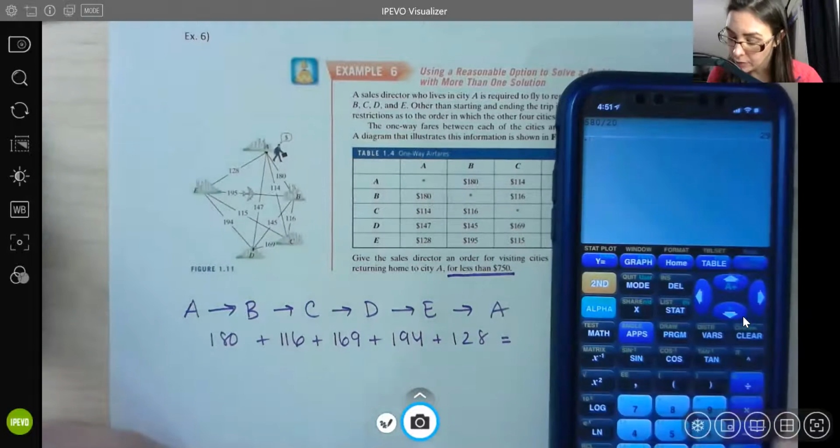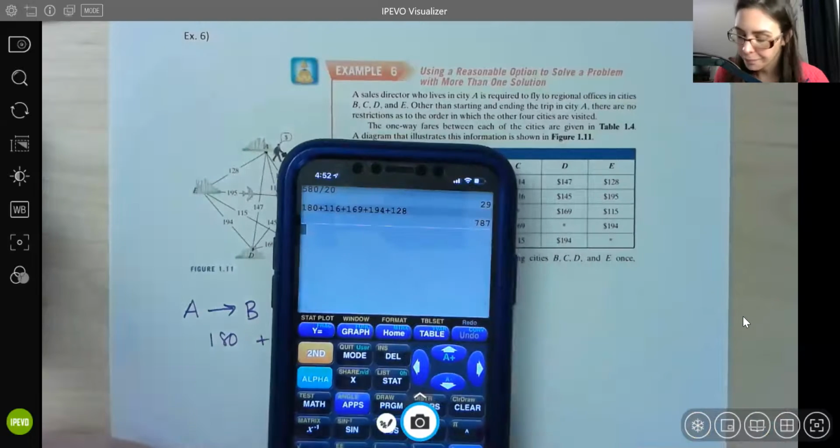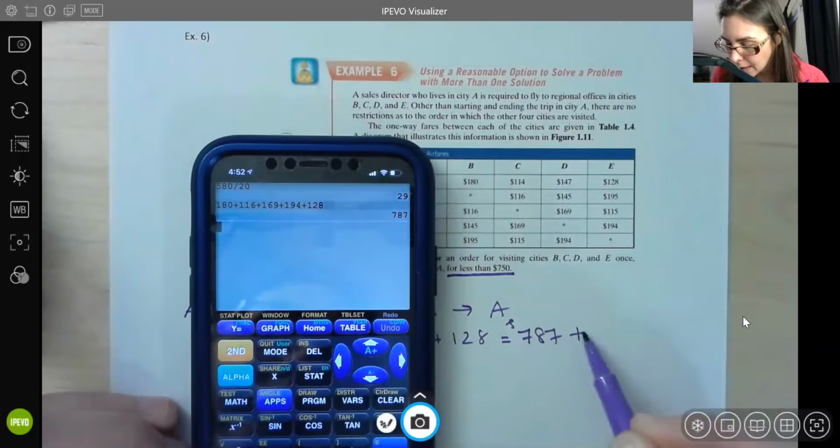Let's see how we did. I have no idea, actually. I just guessed right now. This is not the strategy. I have another strategy to show you guys too. Okay, so I get $787 when I add that all up. So that is too high, right?